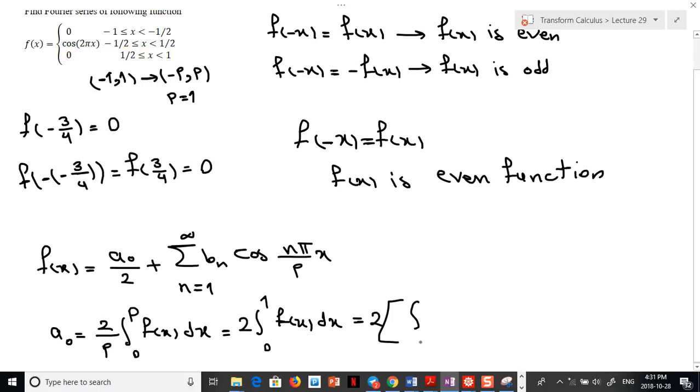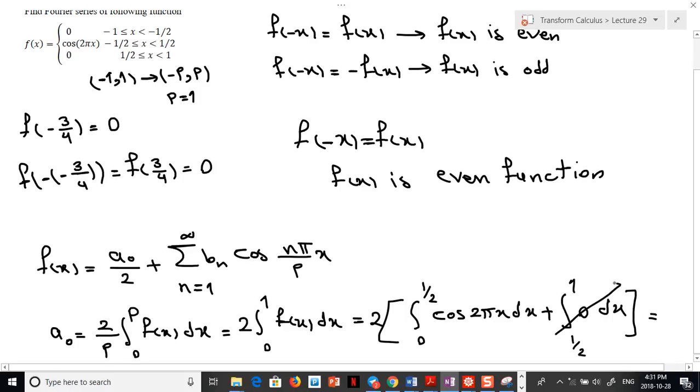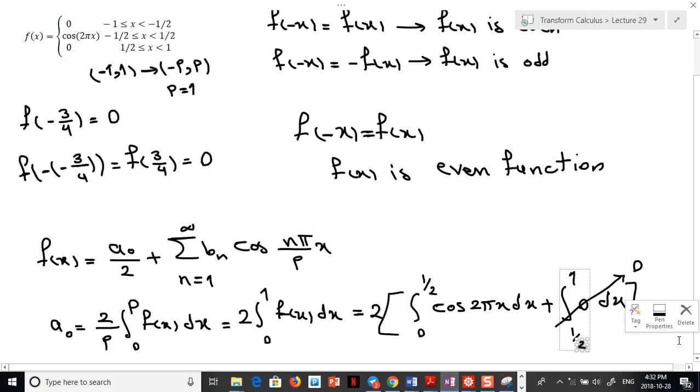One is from 0 to half, where f(x) is equal to cosine 2 pi x, plus the integral from half to 1. If x is between half and 1, f(x) is equal to 0. So we have 0 dx, and this is equal to 0. We have to find the integral of cosine 2 pi x dx.